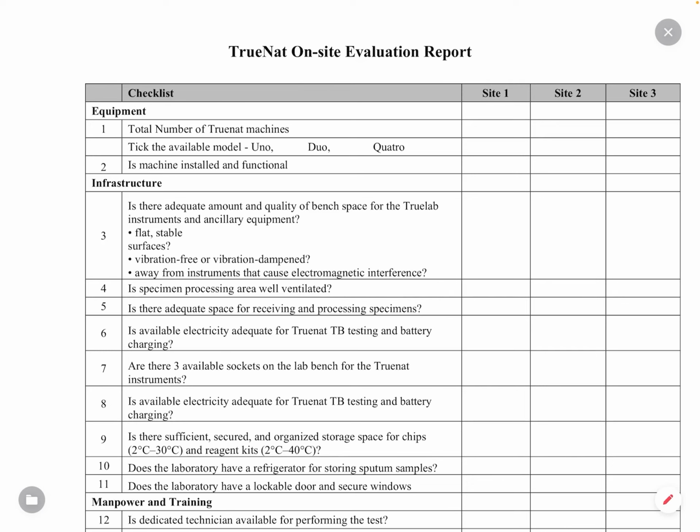So first, equipment. Obviously, how many TrueNat machines are there? What is the type of TrueNat machine? Do we have single module, dual module, or quattro four module? When was the machine installed, and is it still functional?